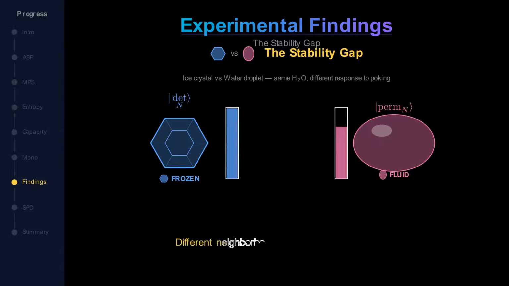The determinant is frozen at maximal entanglement due to its symmetries. The permanent melts into low entanglement states under generic operations. This proves they live in different neighborhoods, different orbits.